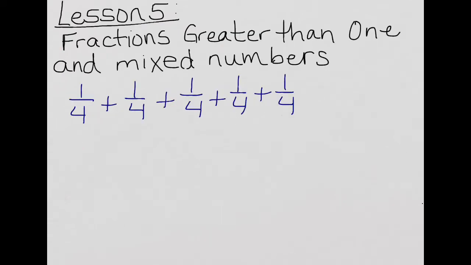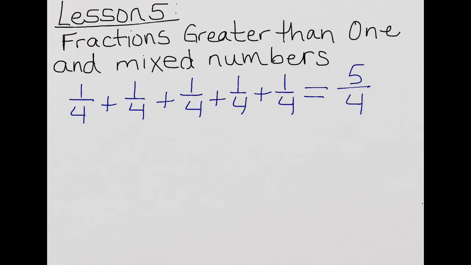Lesson 5, we are working on fractions greater than 1 and mixed numbers. Here you can see we have a chain of unit fractions. 1/4 plus 1/4 plus 1/4 plus 1/4 plus 1/4. And if we total that up, because we already have like denominators, we can just simply add the numerators, which is 1, 2, 3, 4, 5, equals 5/4. So our sum is 5/4.